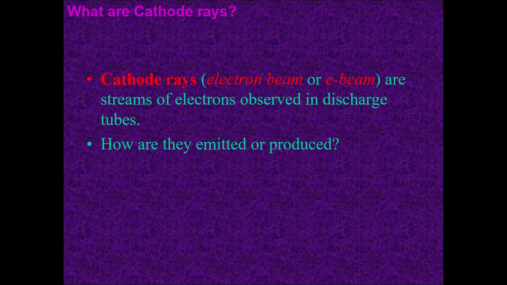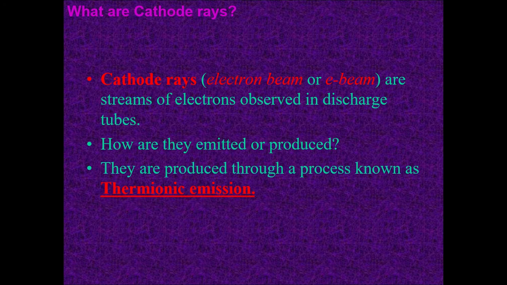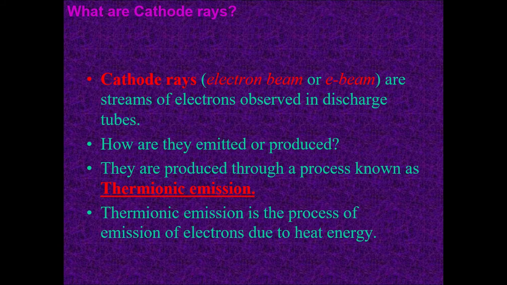Now, the question is, how are they emitted then? Because we have now come to give a definition that cathode rays are simply streams of electrons observed in discharge tubes. How are they produced or emitted? Now, you'll notice something as we go on. They are produced through a process known as thermionic emission. Thermionic emission is simply the process of emission of electrons due to heat energy.